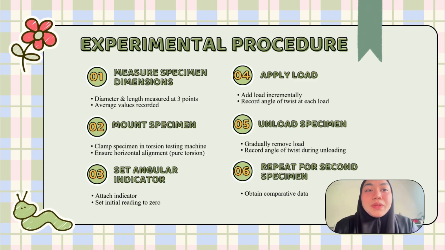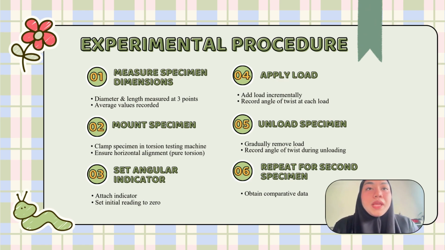So here is the experimental procedure. They are divided into 6 procedures that we must follow during the experiment. Number 1. Measure specimen dimension. Record all the values that we measure. Number 2. Mount specimen. Ensure the horizontal alignment and make sure the specimen is clamped at the torsion testing machine. Number 3. Set angular indicator. Set initial reading to 0. Attach the specimen and see the angular reading at the indicator.